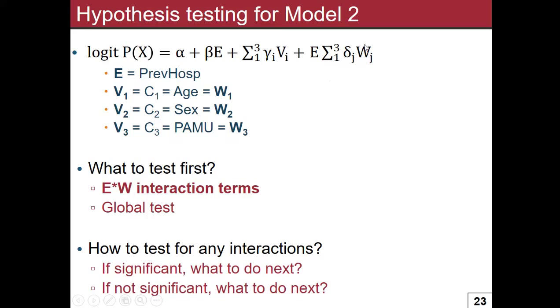And if you remember, it's a big no-no in regression modeling that if you have interaction terms, you don't drop the lower order terms. That essentially creates a very invalid model. So when doing significance testing, you always address the higher order interaction terms first. What that means is we test these EW interaction terms first.